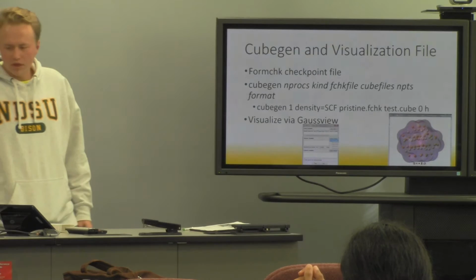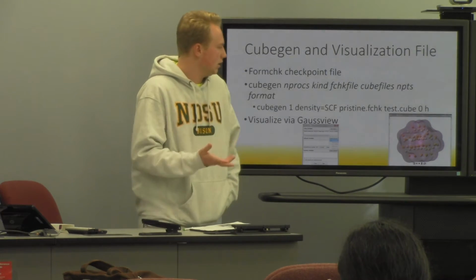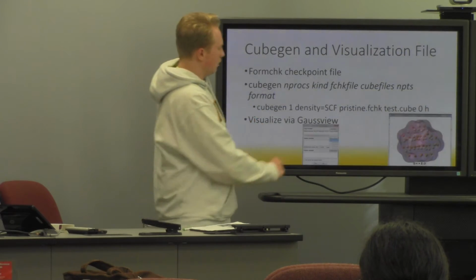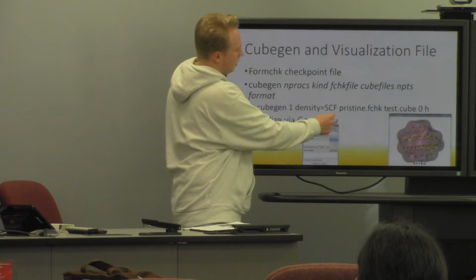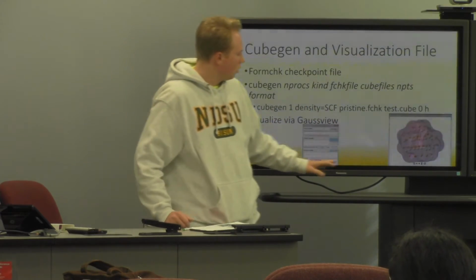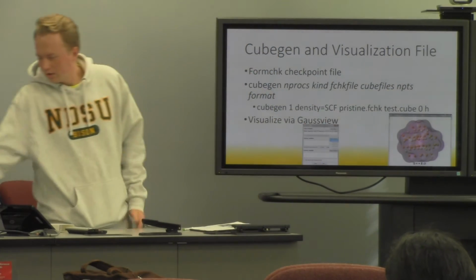Total density. So similar to the last presentation, to get the total density of the electrons, we generate a cube, but instead of MOs, we do density, and then there are different keywords you can use, and then when you visualize it, you get an electron cloud around your molecule.